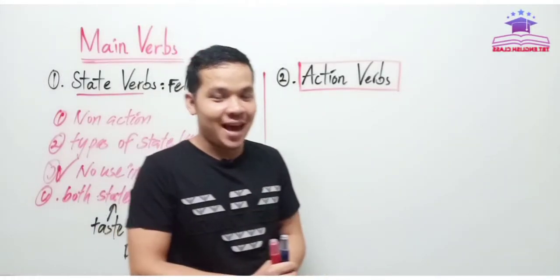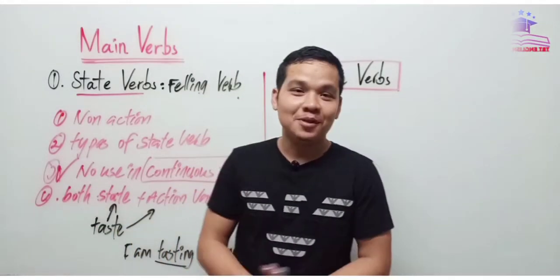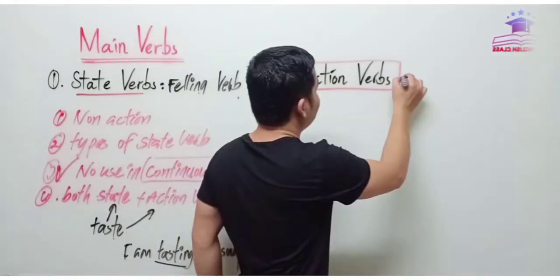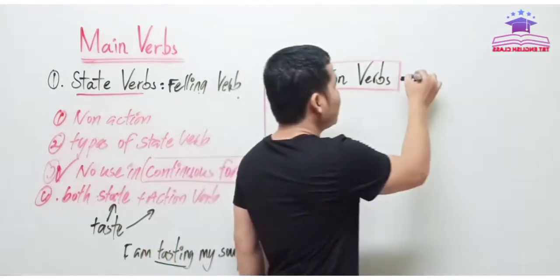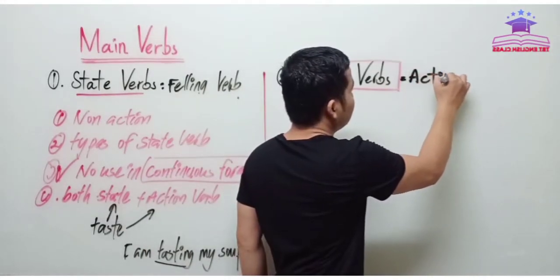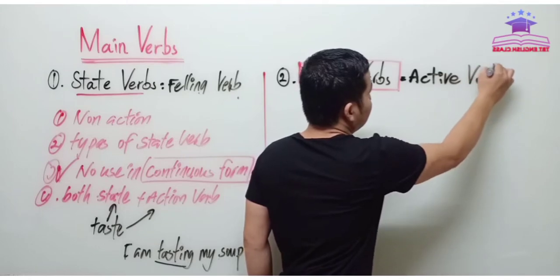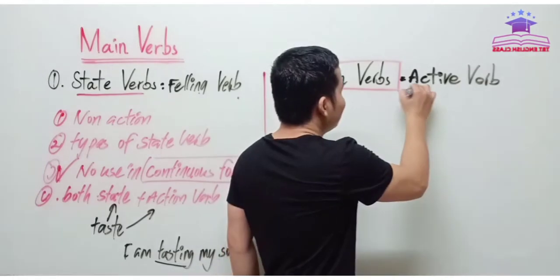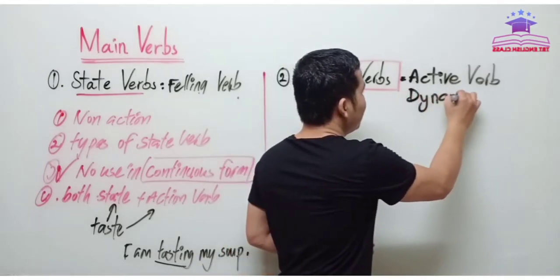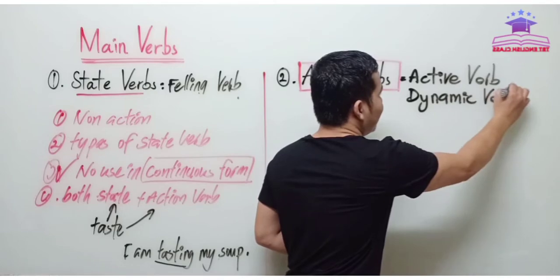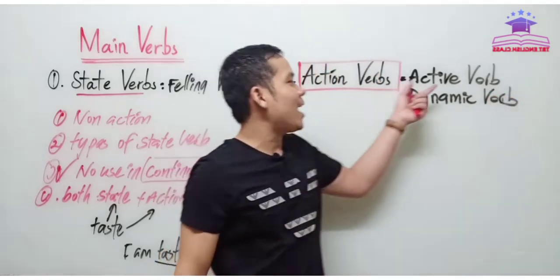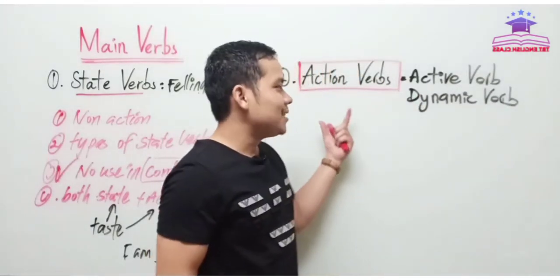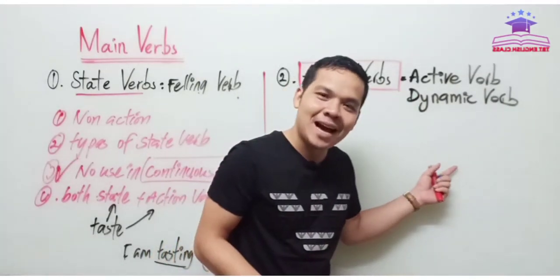Let us continue about action verb after state verb. Action verb, we can call active verb, we can call another one dynamic verb. Action verb, active verb, or dynamic verb, which one is easy for you? You can call any of them, but these three just focus on action verb. What is action verb?